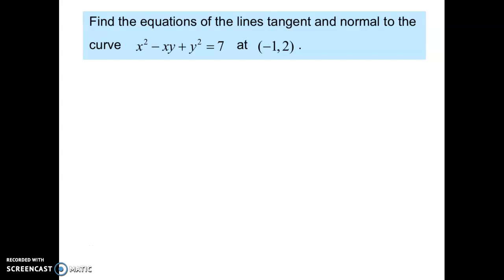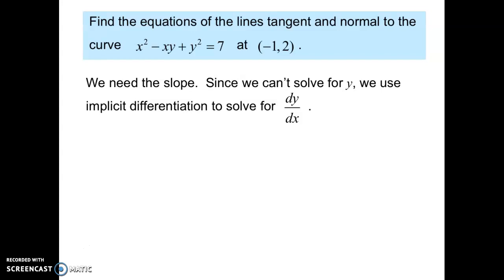So let's take the derivative piece by piece. So we need the slope of the tangent line to the curve at -1, 2, but first we have to find dy dx, or the first derivative of this expression.